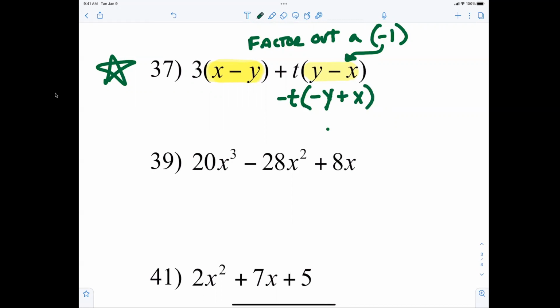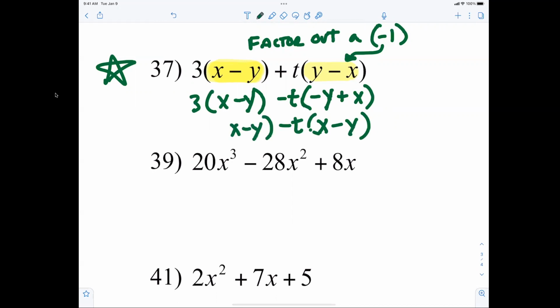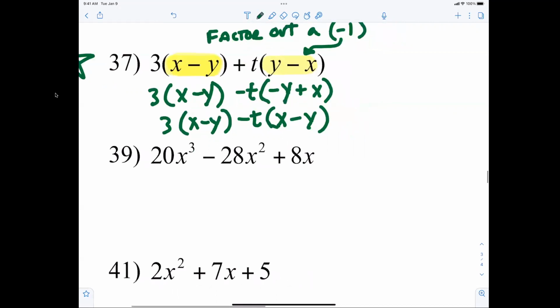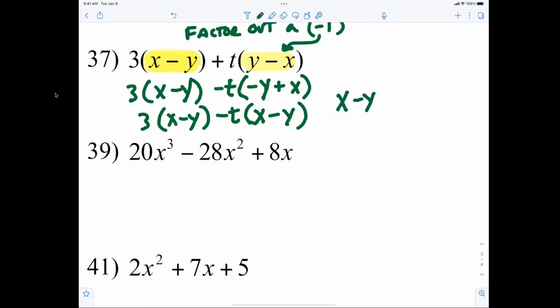Now, is that the same as x minus y? Yes, it is the same. But we don't write it as negative y plus x. We just go ahead and write it as x minus y. And there's a negative t, and there's an x minus y, and a 3. So whenever the factors are off by a negative, you just pull out a negative and switch it. All right, and so your final answer here now is x minus y, and then 3 minus t.